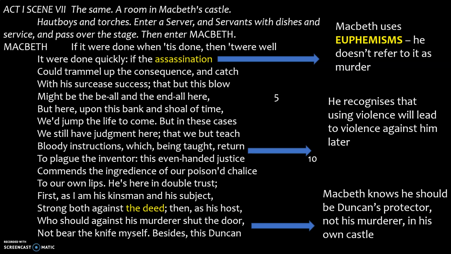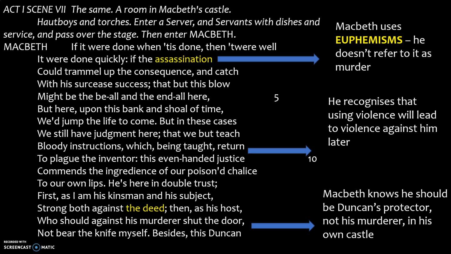And he starts off by saying, "If it were done, which is the murder, if it were done, when 'tis done, then 'twere well it were done quickly. If the assassination." I want to stop there. He uses lots of euphemisms here to talk about the murder, because he doesn't want to call it a murder and a killing, because that would make it too real to him. So he uses these euphemisms. At the top there, assassination, further down in yellow, the deed, and when he refers to it as "it", which just removes the word murder from it.